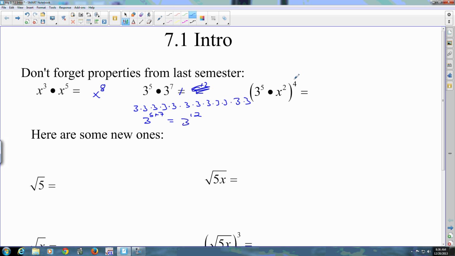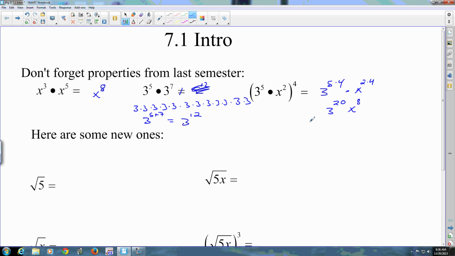When you're multiplying, you can distribute your exponents in. So that's 3 to the 5th times 4 times x to the 2nd times 4. Oh, good grief. I'm battling with the 4's already, and I just started the video. All right. Times 4. So that becomes 3 to the 20th, x to the 8th.